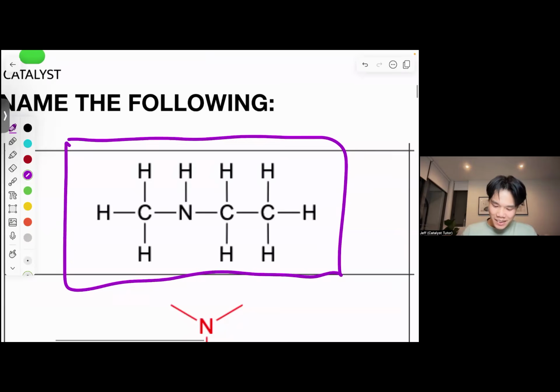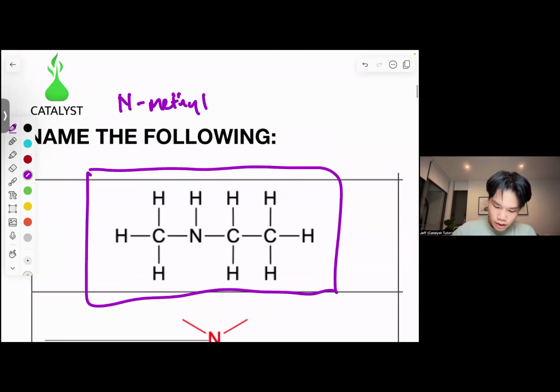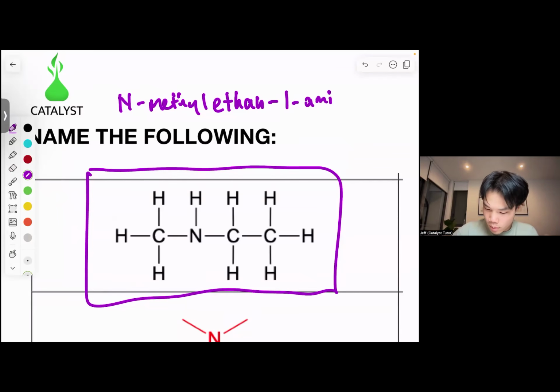So in this case, the name that Zoe's put is actually 100% correct. It is N-methylethanamine, without a locant. Let me explain this name, first of all, how we get it. If we did have a locant, it would be ethan-1-amine because it's on the first carbon. Let's explain how we get this.